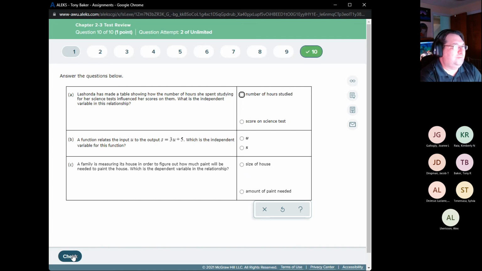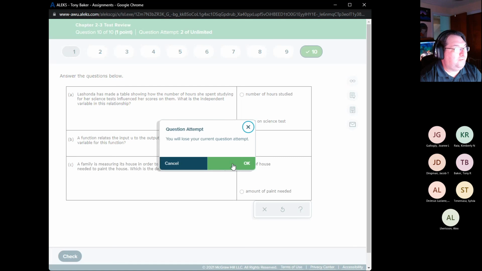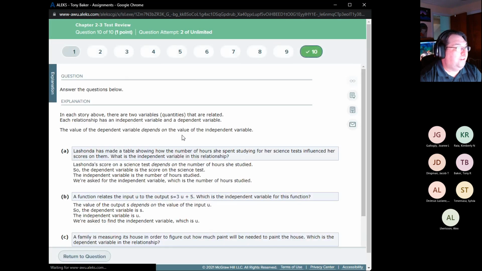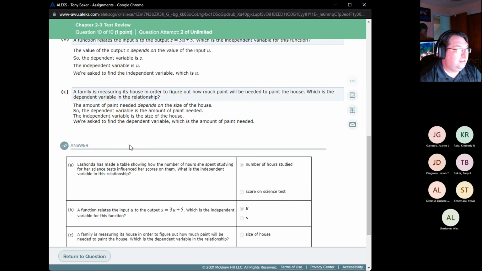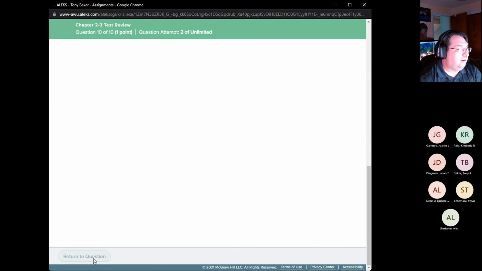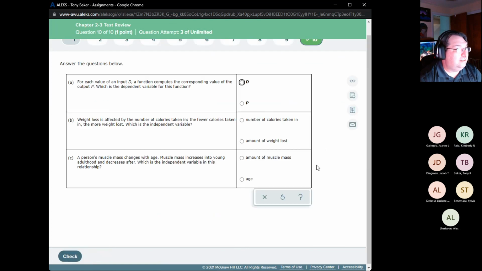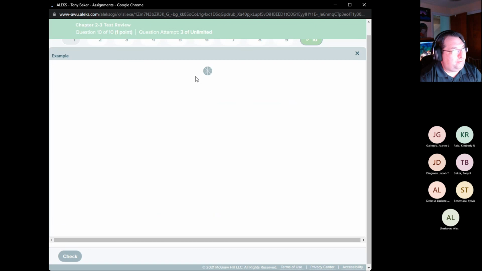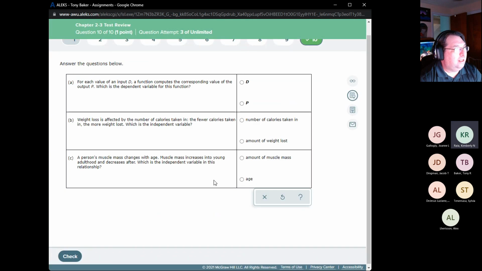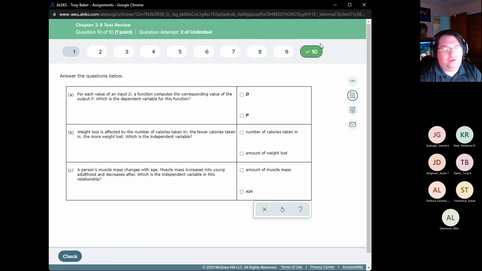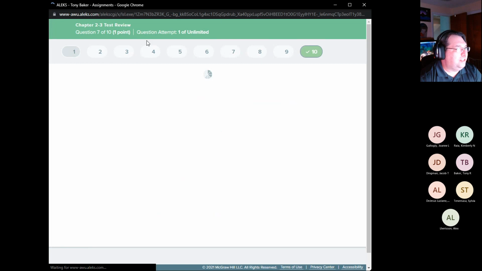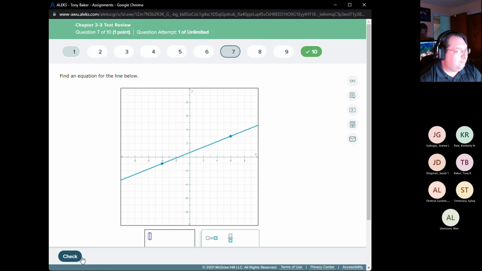The other thing is over on the side here, it's got an explanation. If you click that, it'll give you the full explanation of the problem, including the answer. Same thing here, it gives you an example that you can work out to look at. So if you go to number 7, you can do the same thing. You get the answer, click check, and then try another one. And it'll just keep giving you questions like this one.